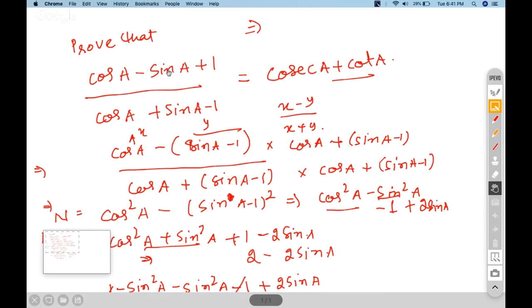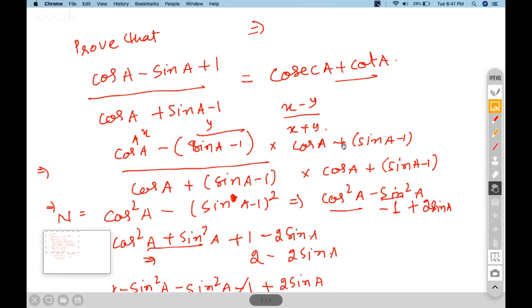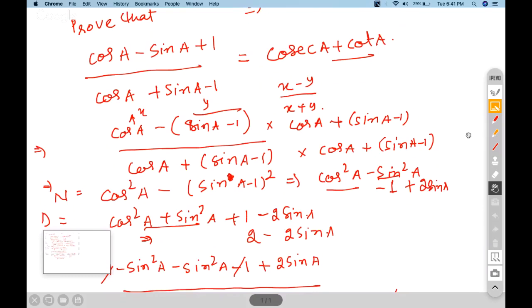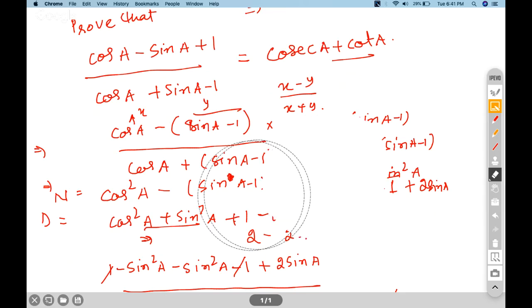Taken a negative here, so this becomes plus sine A minus 1. Then I have multiplied it with, oh, I have taken wrong multiplication itself. So once again, let me solve it once again.